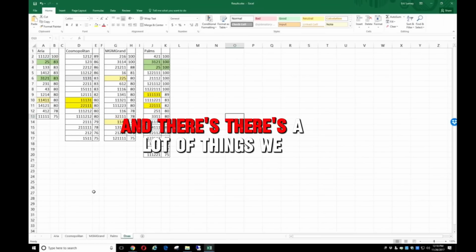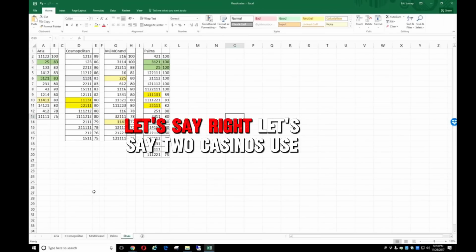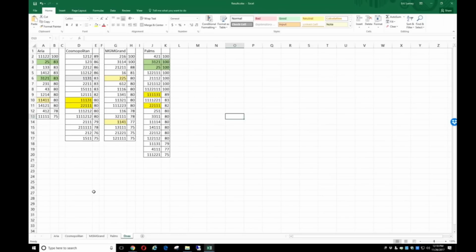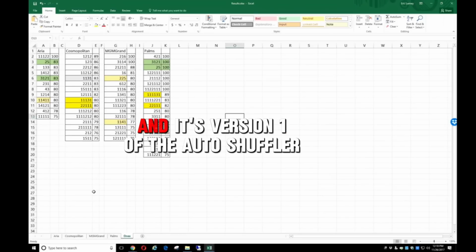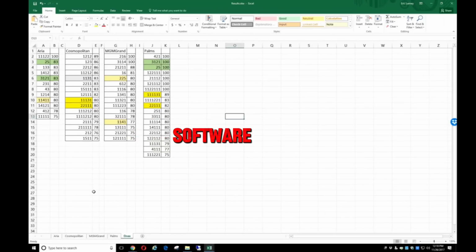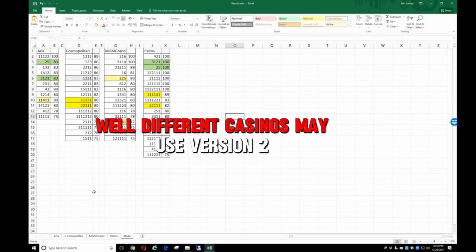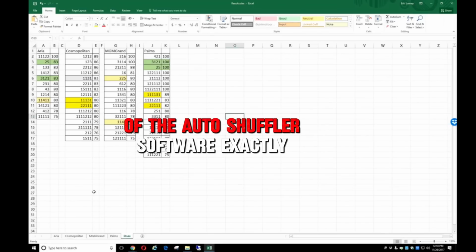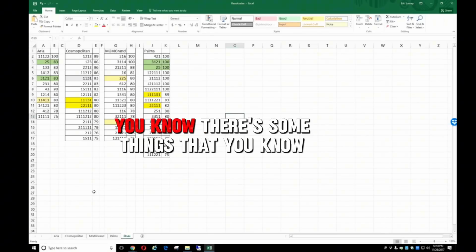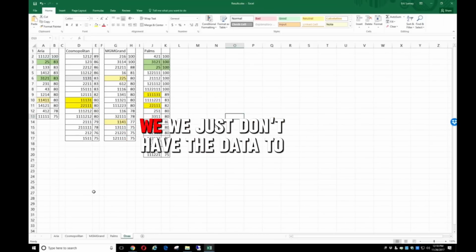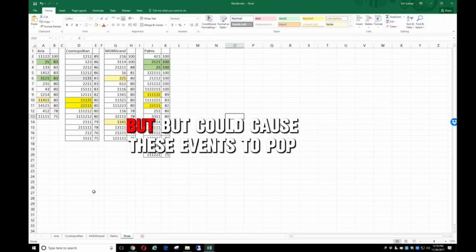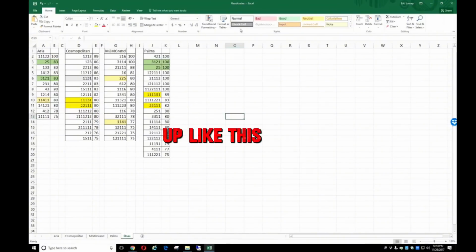Well, and there's a lot of things we don't know too. Let's say two casinos use the auto shufflers, and it's version 1 of the auto shuffler software. Well, different casinos may use version 2 of the auto shuffler software. Exactly. There's some things that we just don't have the data to find out, but could cause these events to pop up like this.